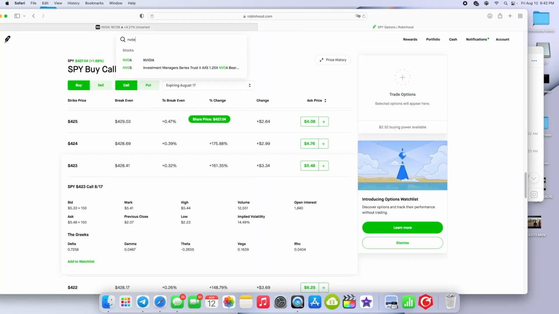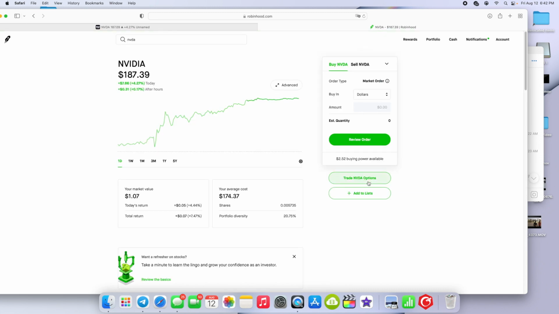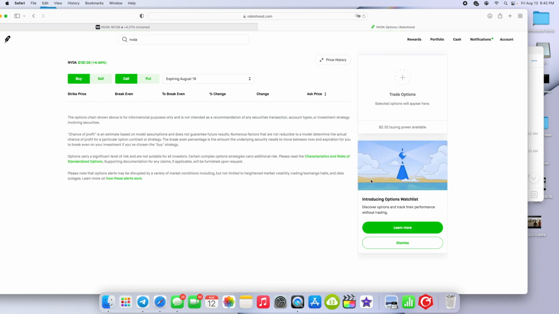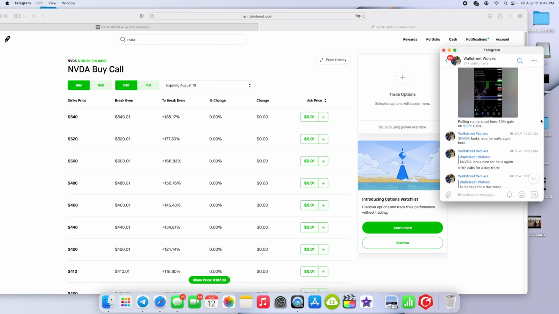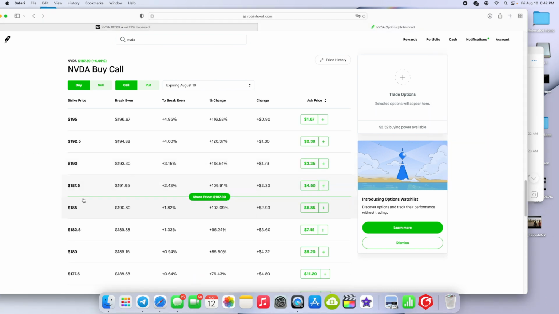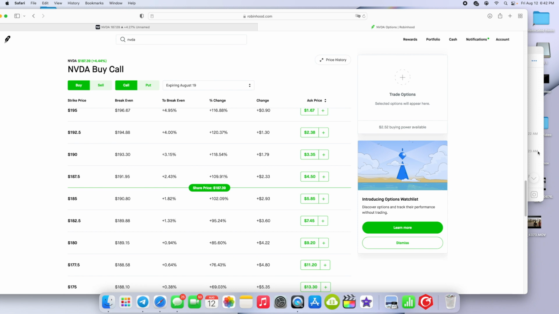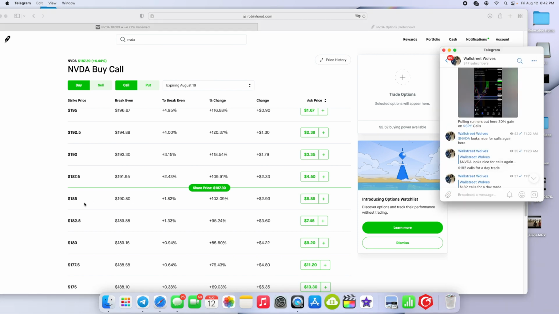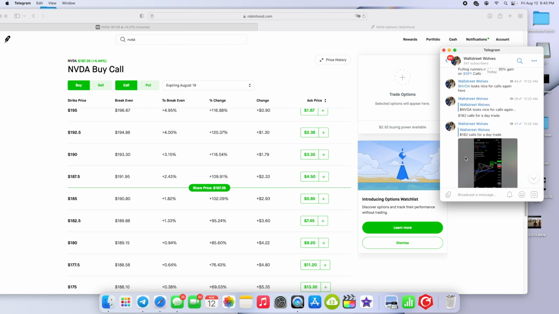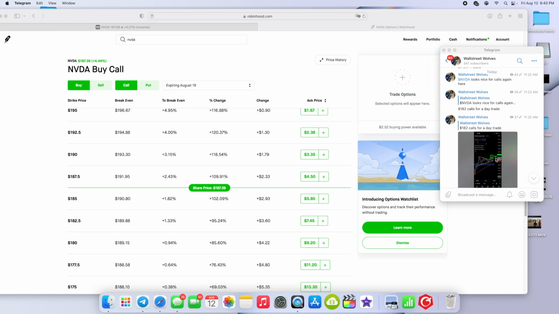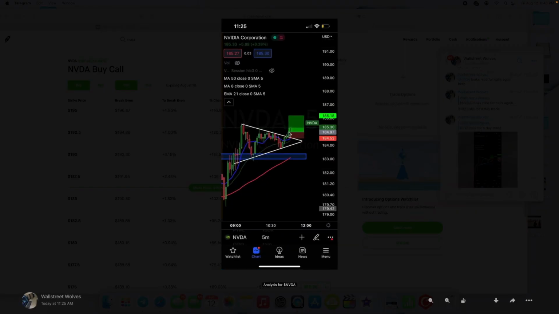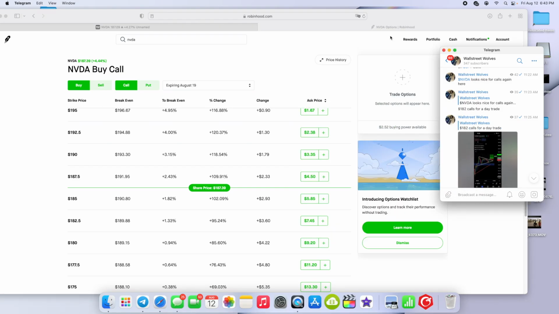Go back to Robinhood to give you this example. Always trade NVDA options for calls and puts, and search up that 182. Alright, so right here they don't have it anymore, but they did have it earlier. Obviously the market closed, so the contracts sometimes disappear. But you'll go to the 182 strike price for NVDA. We even sent you guys this picture that we've seen, our entry right there.